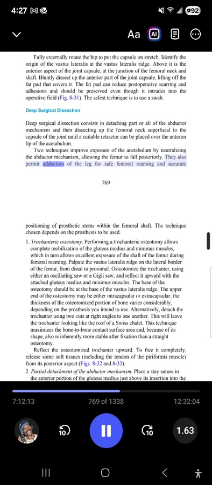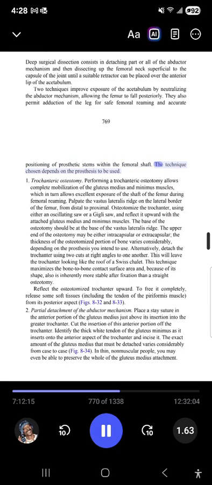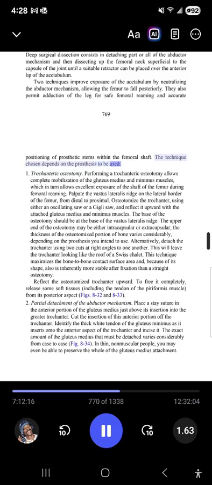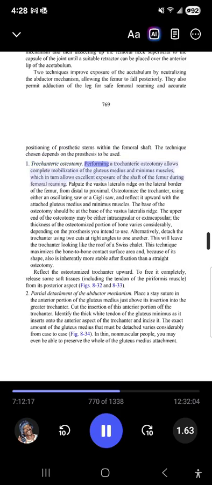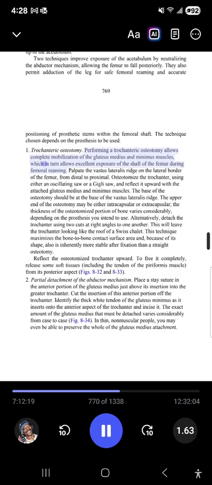Two techniques improve exposure of the acetabulum by neutralizing the abductor mechanism, allowing the femur to fall posteriorly. They also permit adduction of the leg for safe femoral reaming and accurate positioning of prosthetic stems within the femoral shaft. The technique chosen depends on the prosthesis to be used. 1. Trochanteric osteotomy. Performing a trochanteric osteotomy allows complete mobilization of the gluteus medius and minimus muscles, which in turn allows excellent exposure of the shaft of the femur during femoral reaming.